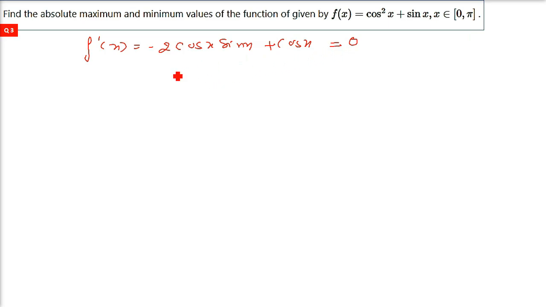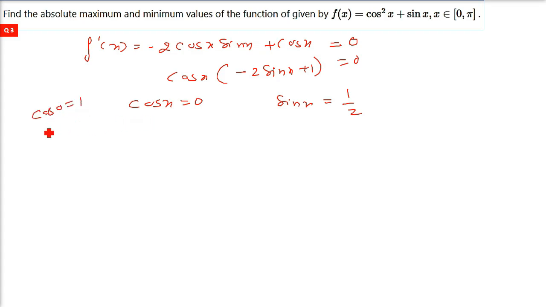Just keep an eye on it. I've already differentiated it, so I'm taking cos x as common. Inside we have negative 2 sin x plus 1. Let us place them both as 0. Cos x will be 0 or sin x will be, this minus goes here, equal to half.